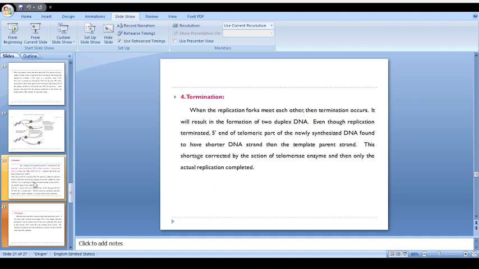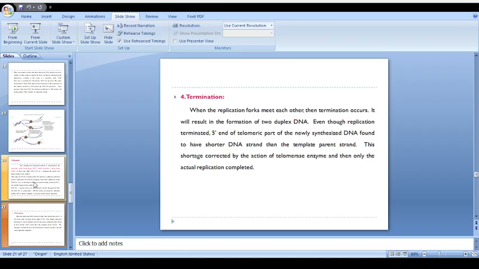Once the replication forks meet each other, the termination process occurs. The formation of duplex DNA happens, and a short amount of nucleotides will fall off without completion in eukaryotic replication, because it's a linear DNA. This shortage of DNA is in turn corrected by the telomerase enzyme.